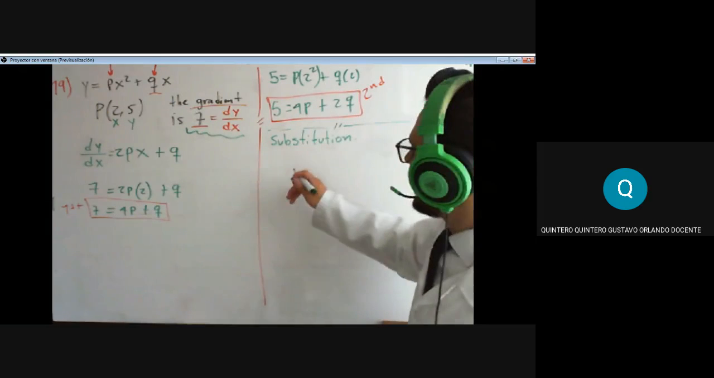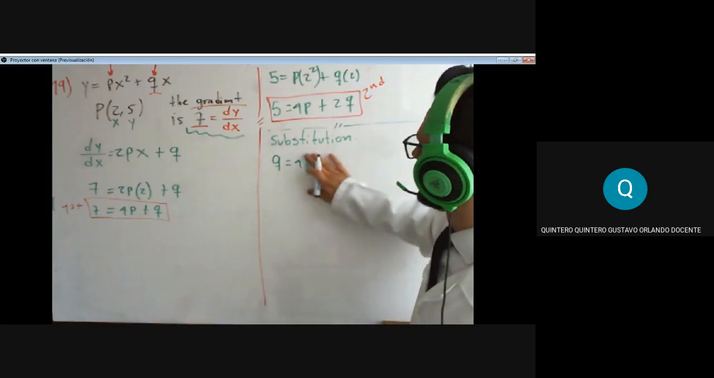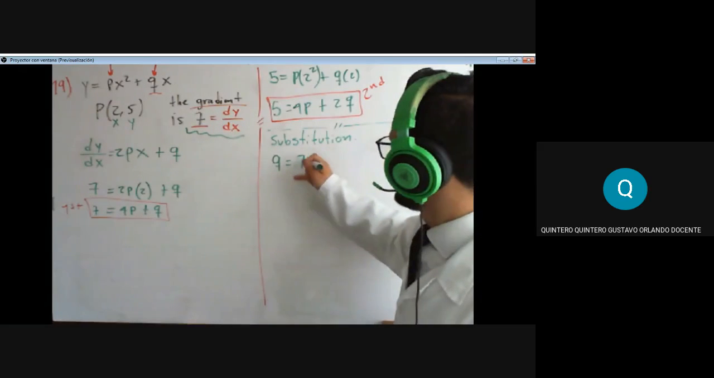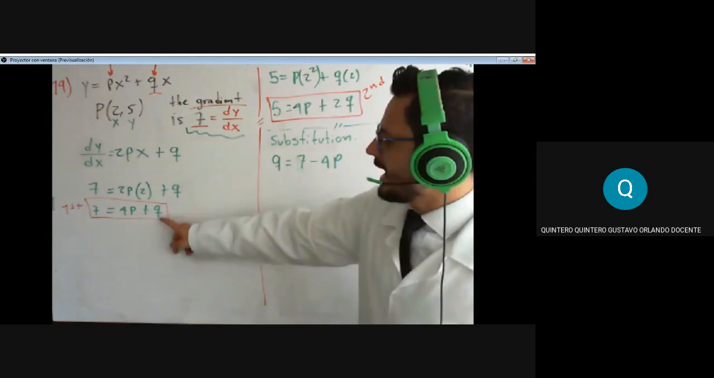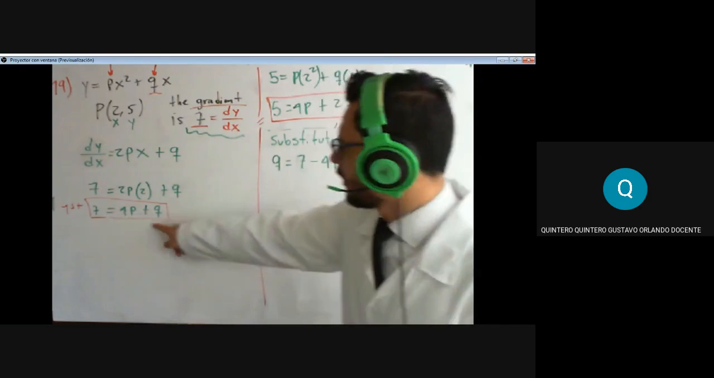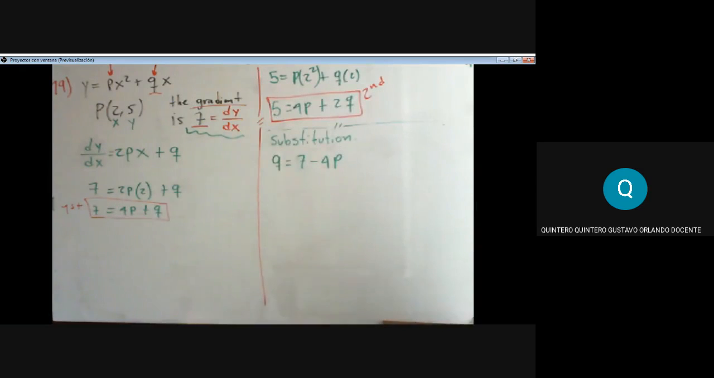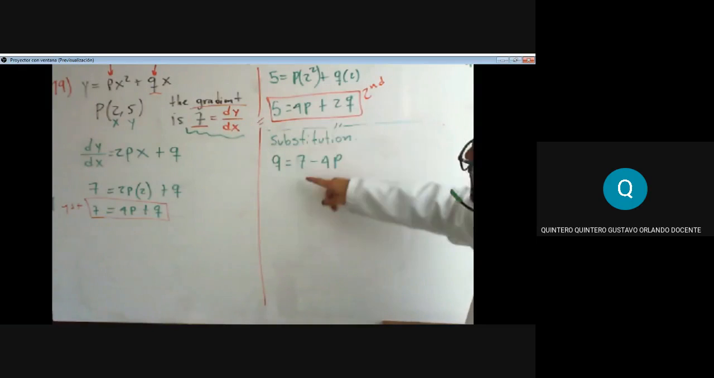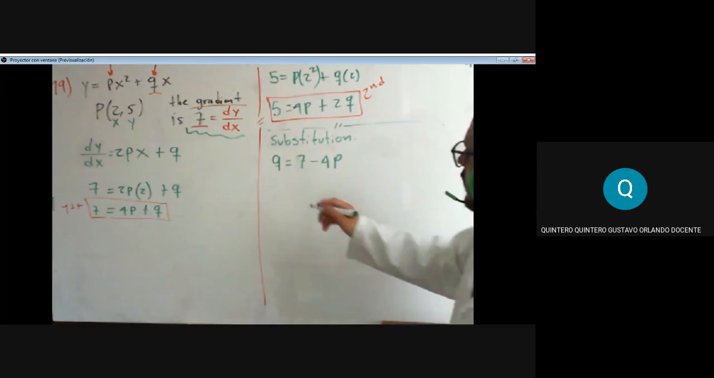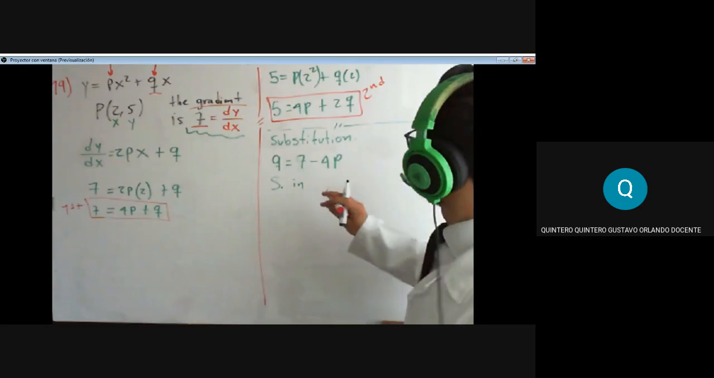So if I isolate, q will be equal to 7 minus 4p, right? This is me isolating q from the first equation. q is now 7 minus 4p. Remember, the 4p passes to subtract, so 7 minus 4p. Beautiful. Now that we have it, we are going to substitute. We're going to substitute q in the second equation by the value of 7 minus 4p. So substituting in the second.